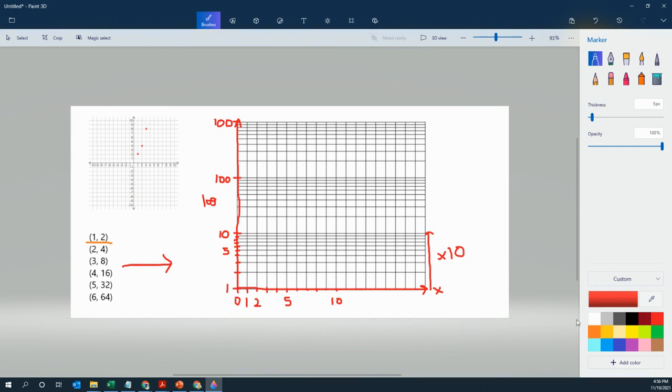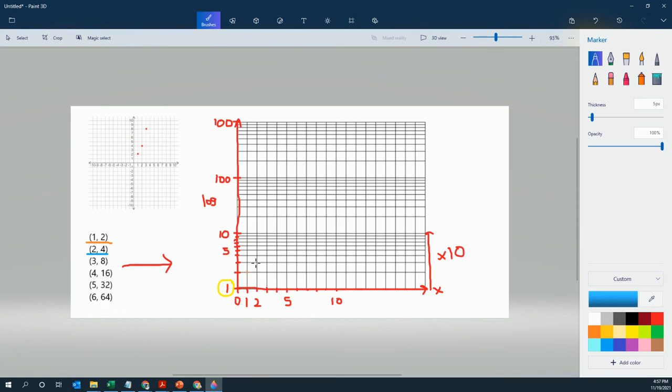One of the things you always have to keep in mind, and students get this wrong a lot, is the lowest number is not a 0, it's a 1, because the numbers don't work out if you don't have a 1. So, all right, 1, 2. So you go over 1, and then you go up to the 2, and that's where your first dot is. Let's make the second dot a different color. So your 2, 4, you go 2 on the x-axis and up to 4.